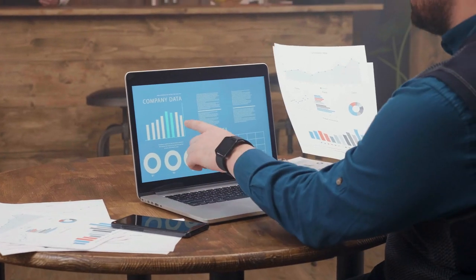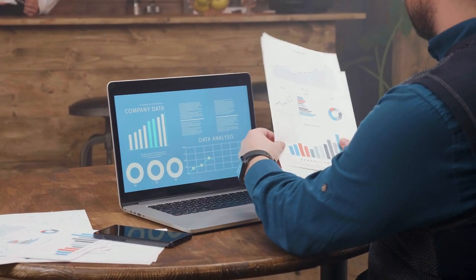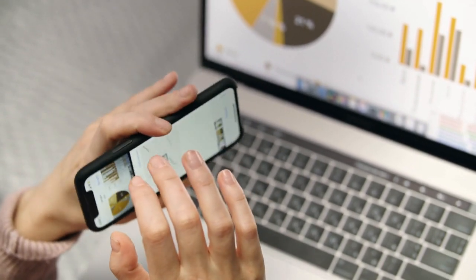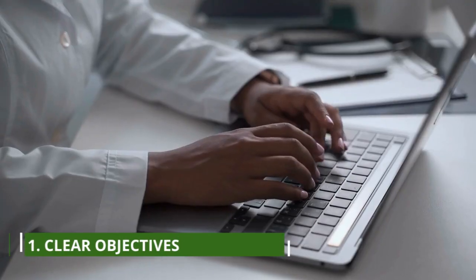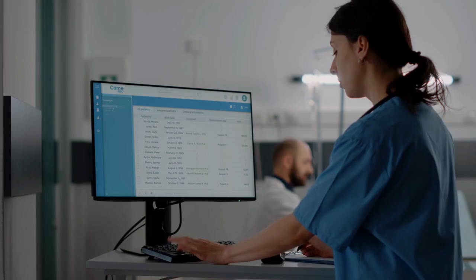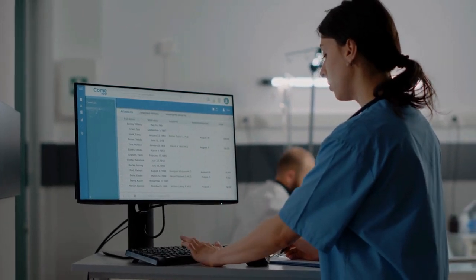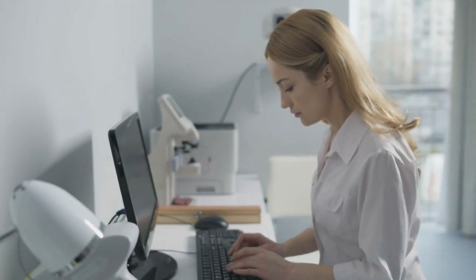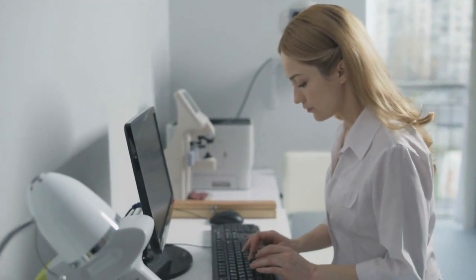Here are some best practices for using data analytics and healthcare informatics within a health information management (HIM) department. Number 1. Clear objectives. Define specific goals for using data analytics and informatics in the HIM department. This could include improving data accuracy, optimizing workflows, enhancing patient outcomes, or supporting decision-making.